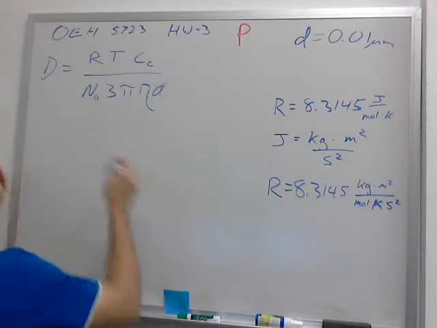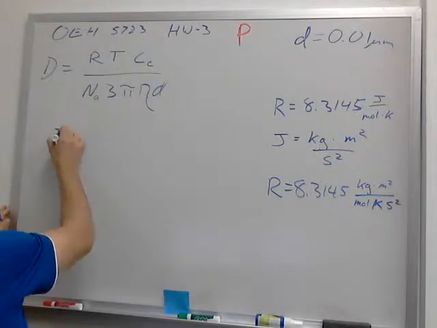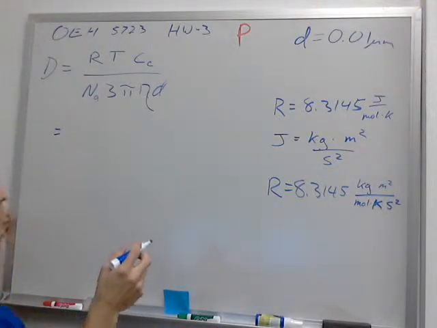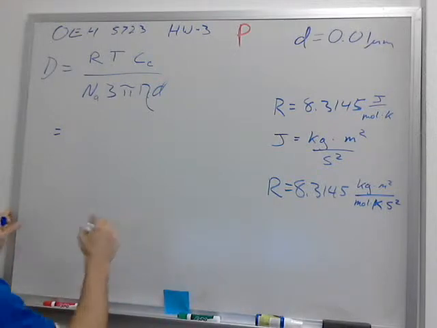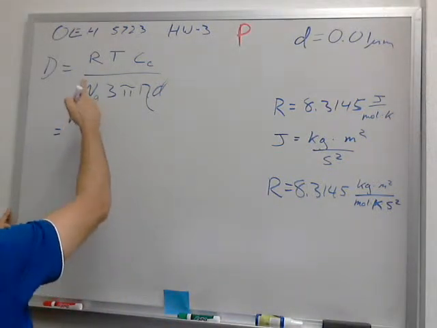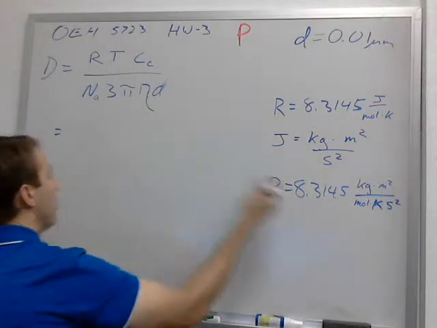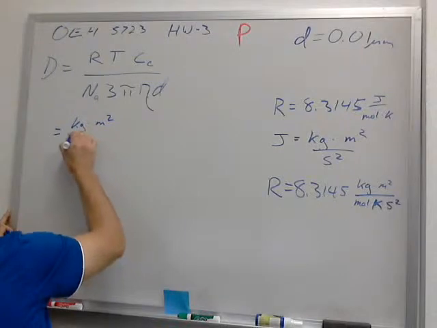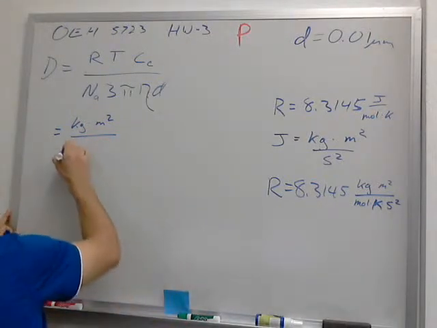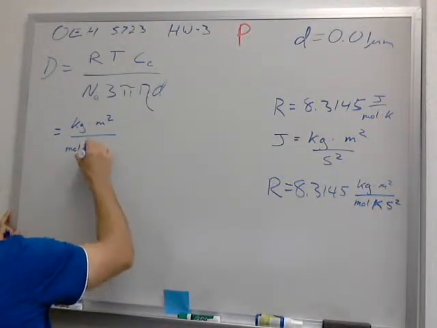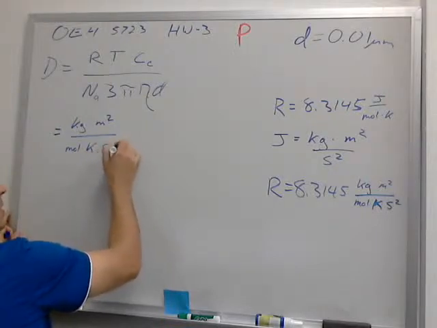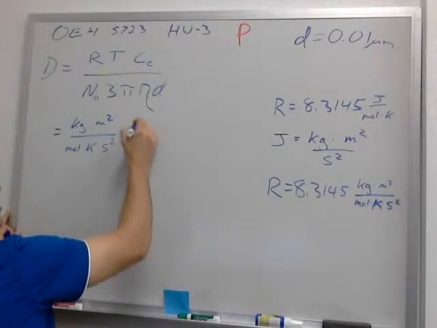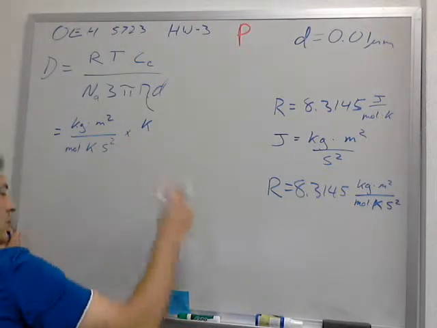Alright, so let's start plugging in. Let's plug in our units first to make sure that this is going to work out. This is what I did in class, and it's maybe not a bad exercise to start off with. So R, the units on R are kilograms meters squared per mole, Kelvin, second squared.